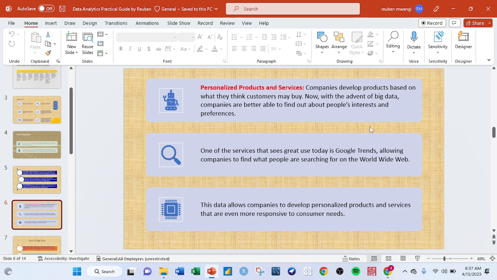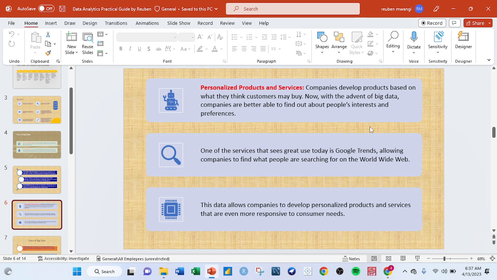In this case, we have another one where we're talking of personalized products and services. Companies develop products based on what they think customers may buy. I've already explained about it. You have to come up with a product depending on the customer's taste and preferences. Now that this is the advent of big data, companies are better able to find out about people's interests and preferences. As I said, the companies that will become successful are those that collect massive information about their customers and are able to use that information to their advantage.